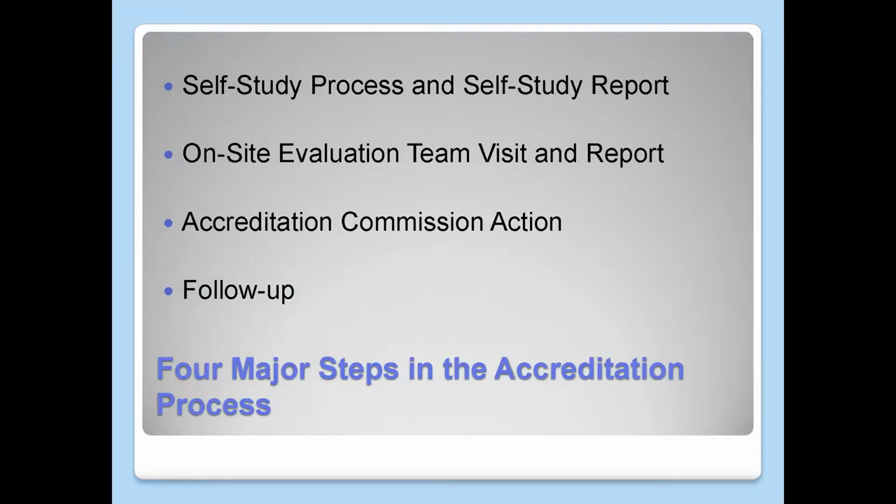So what are the 4 major steps in the accreditation process? Some of you have been through this on the institutional side. Start thinking about it from the side of the team member, from the peer reviewer. Well, there's the self-study process and the self-study report. That school that you're going to be visiting, they're writing their self-study right now. And they're preparing it for your review.